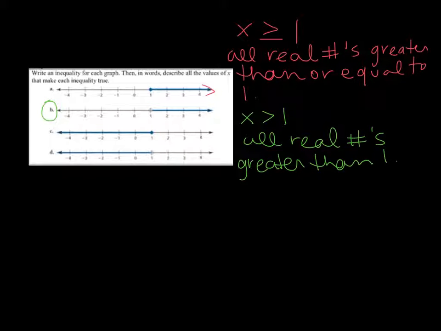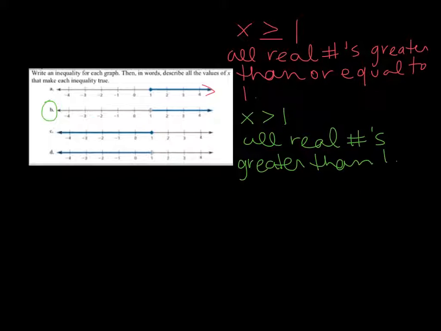So for this next one, notice the graph is very similar to A, but for B, I had an open circle on 1. So I had all real numbers, or x, is greater than 1. So that means it doesn't include 1, but it includes 1.00001. So it's like the lower boundary. And then I wrote that out. All real numbers greater than 1.